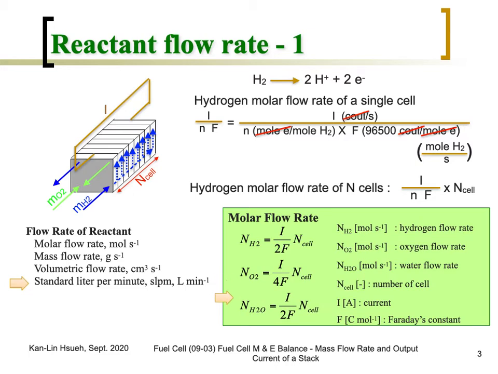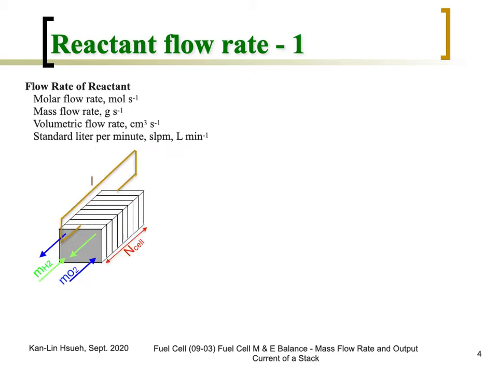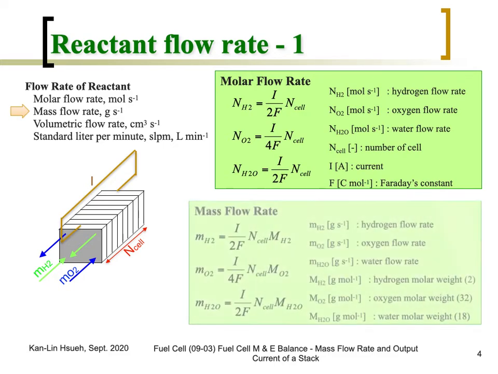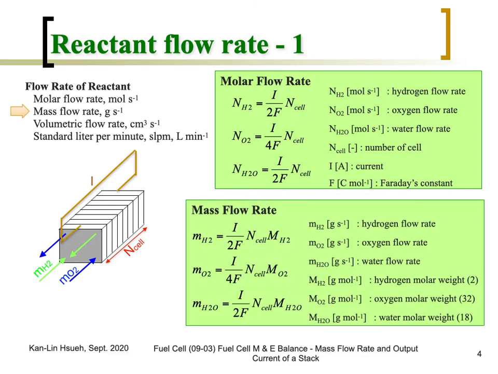And then the product, water, can also be calculated for the molar flow rate. But how about the mass flow rate? Since we already know the molar flow rate from the previous slide, we're able to calculate the mass flow rate by simply using the molecular weight times the molar flow rate. Then we can calculate the hydrogen, oxygen, and water mass flow rates.